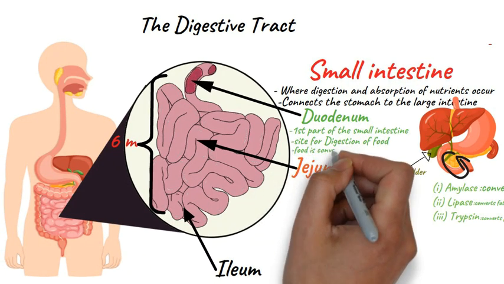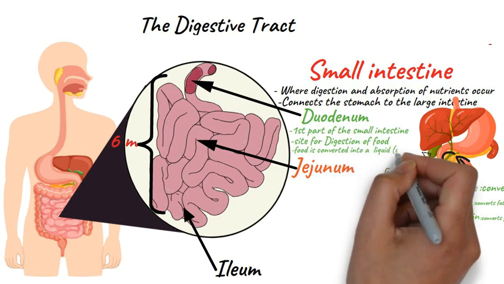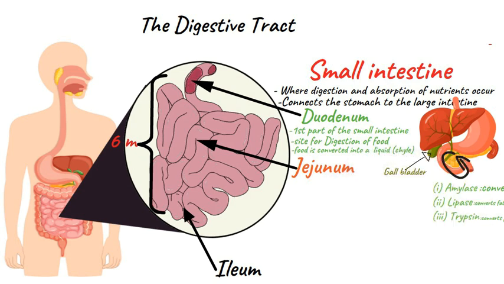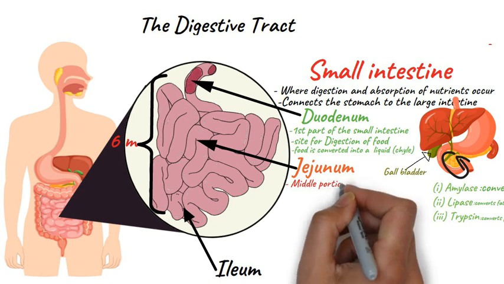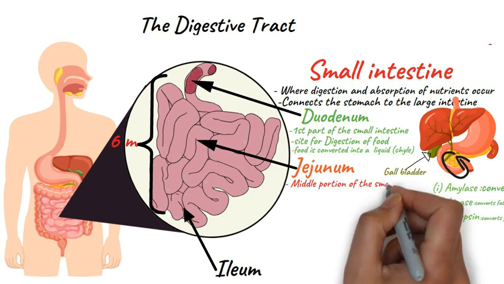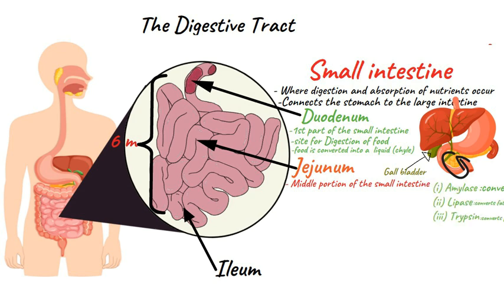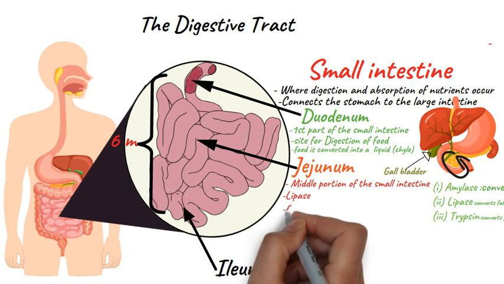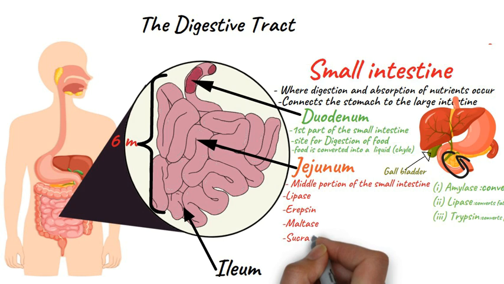At the end of digestion in the duodenum, the food is converted into a liquid called chyle and is passed to the jejunum. The jejunum is the middle part of the small intestine. Its walls secrete juice which contains some enzymes. These enzymes include lipase, erepsin, maltase, sucrase, and lactase.